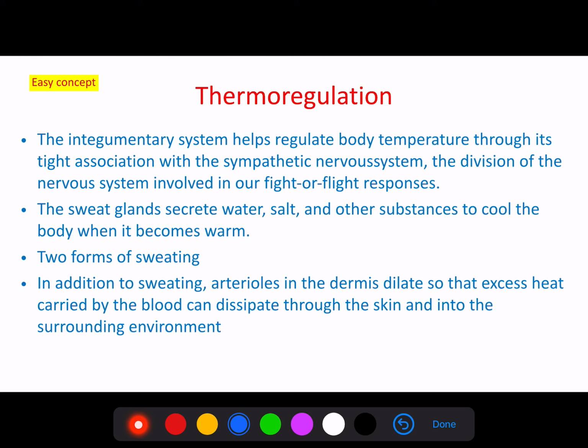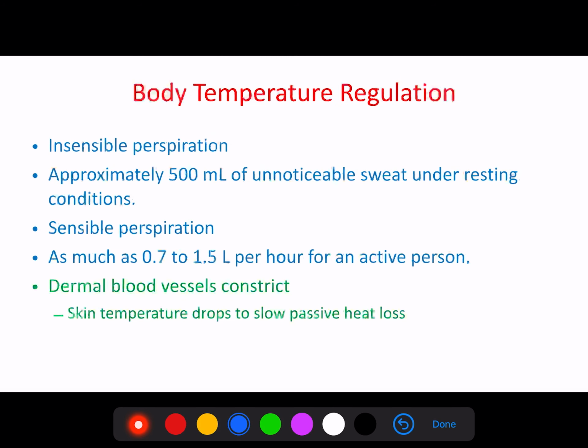Thermoregulation, we already talked about that sweat glands are responsible for reducing the body temperature. So this is one form of thermoregulation. However, there is another form of thermoregulation we need to talk about. That is related to perspiration. Now, we have two types of perspiration in our body. We have insensible perspiration, which we don't see, unnoticeable sweat. This is around 500 milliliters a day during resting conditions.